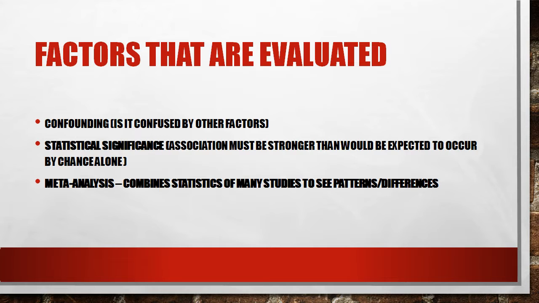Now, the next one is statistical significance. So statistical significance is whether the frequency of association is stronger than what you would expect by chance alone. Now, if it is, then you could see that these associations are confirmed and approved so that the relationship is established.